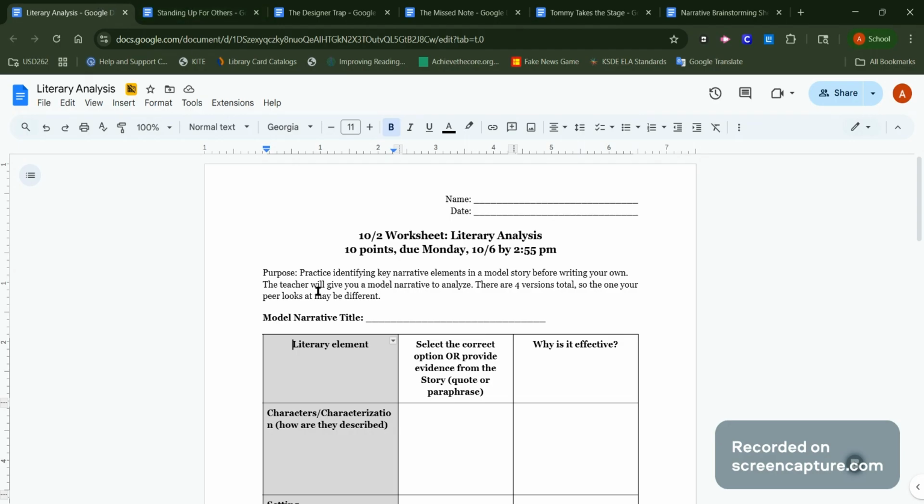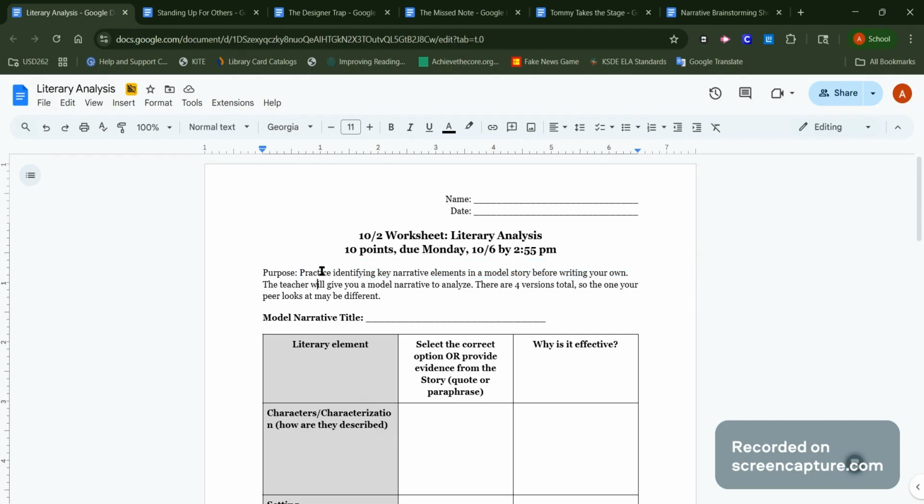To complete this work, we're going to practice identifying key narrative elements in a model story before we write our own. So we are gearing up for next week when I return to the classroom. We are going to reflect on a time in our life when maybe we had to make a choice to stand out, or we made a choice and we knew that maybe it wasn't the most popular decision, but we're going to focus on an experience or a memory from our life, maybe that we kind of see from Stargirl.